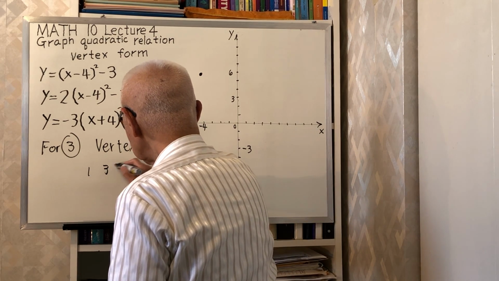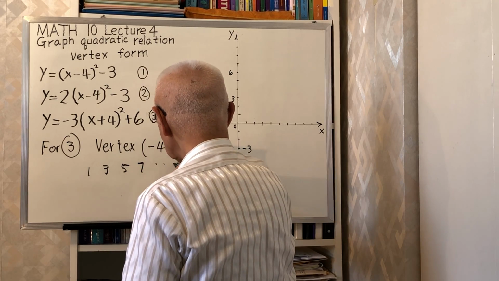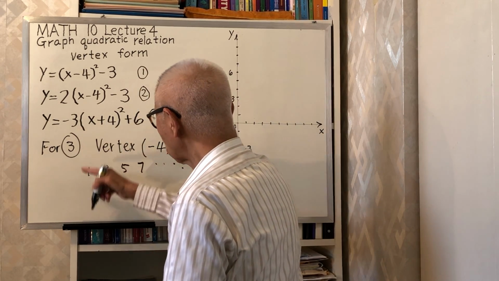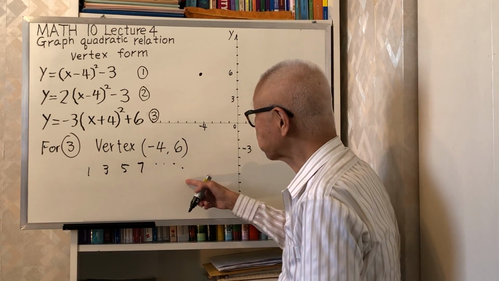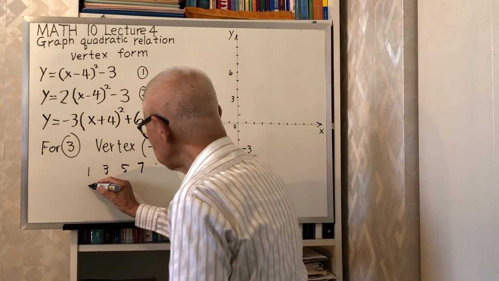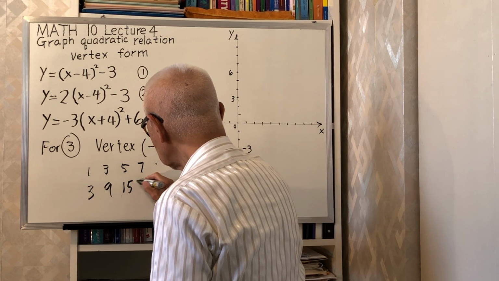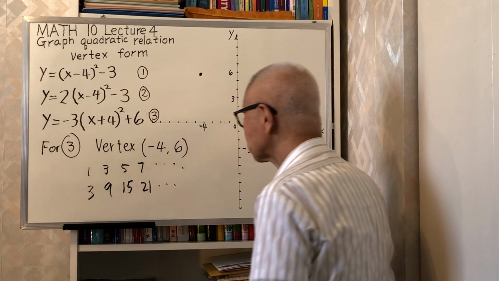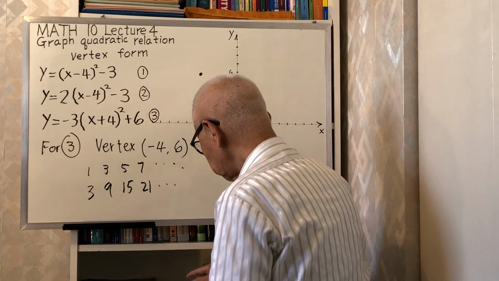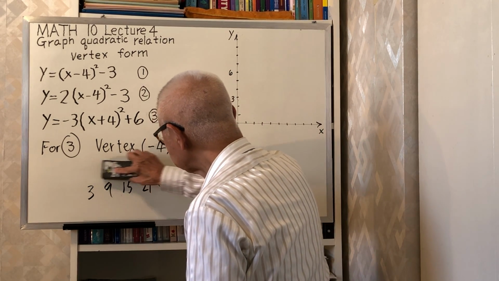Now, let's do the odd numbers. 1, 3, 5, 7, and so on. Now I have a 3 there, so I need to multiply these odd numbers by 3. So I have 3, 9, 15, 21, and so on. So I erase these odd numbers.